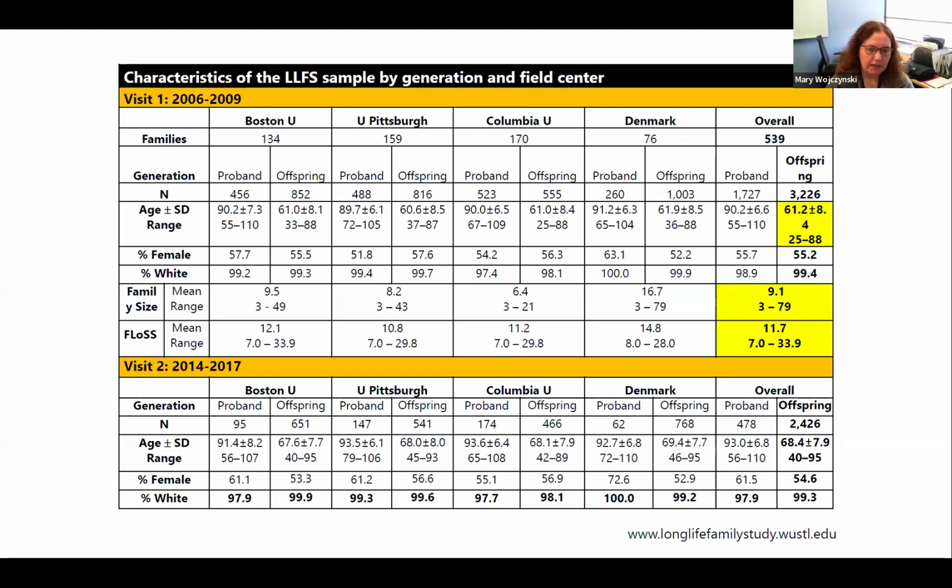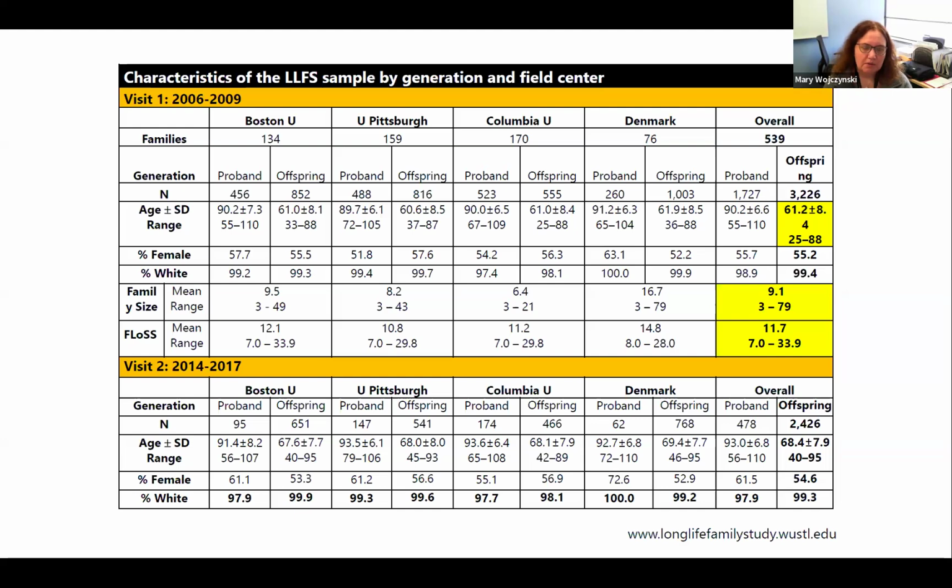And we set a cutoff. They had to at least have a FLOSS score of 7, each family, to be in the study. And this means that roughly 1% of families in the Framingham Heart Study would be eligible, and 99% of them would not be eligible to be in this study. And that's how highly selected we really were.